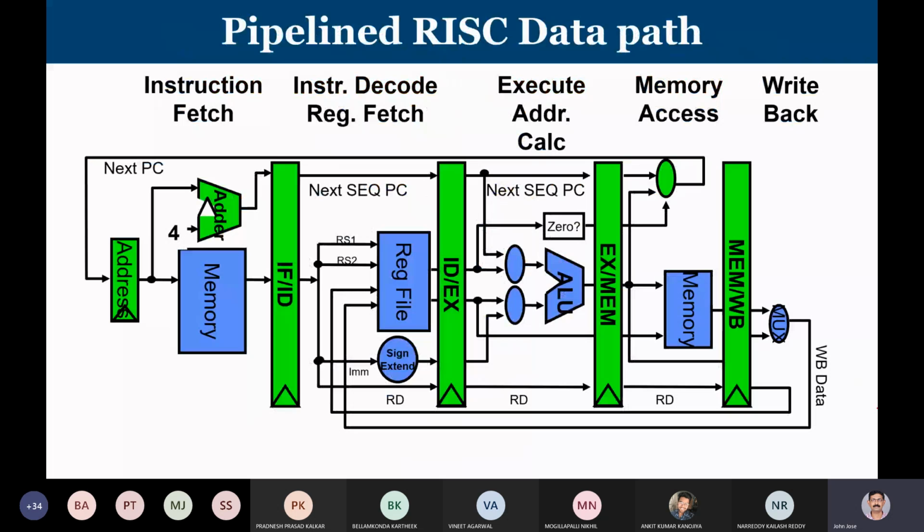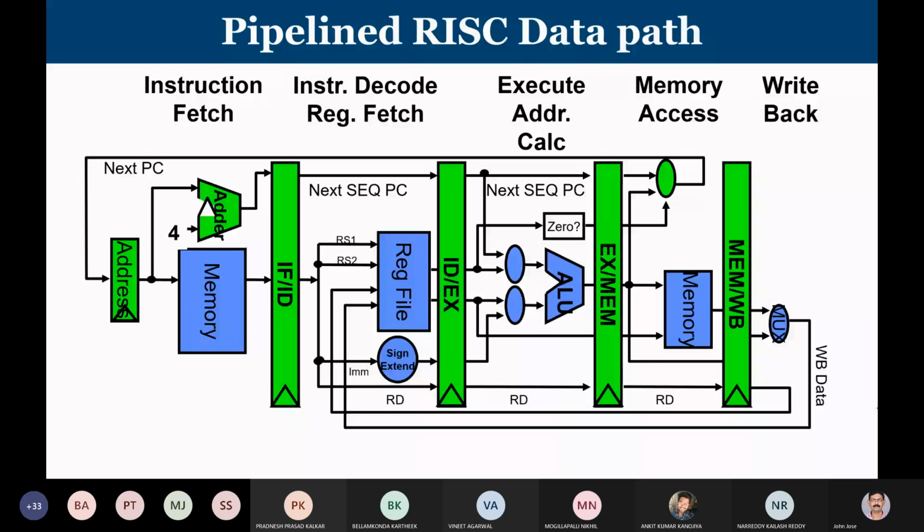So we will talk about pipeline hazards today. This is what we have learned yesterday. What is the pipeline RISC data path, where the instruction execution is further subdivided into 5 subcomponents known as instruction fetch, instruction decode, execute, memory access, and the write back operations.